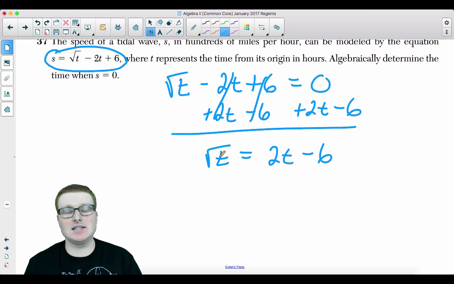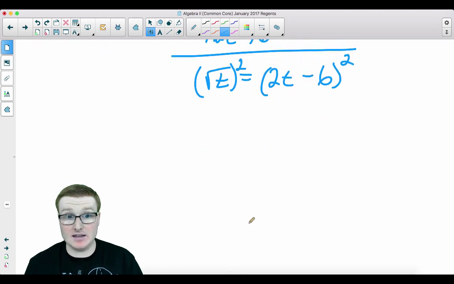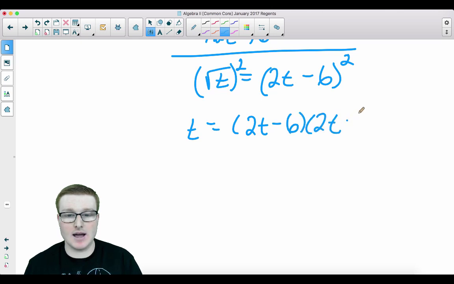Now, the reason why I isolated that square root of t is you need to square both sides of that, okay? So once we square it, because we need to solve for t, we get t equals (2t minus 6) squared, 2t minus 6. Okay?